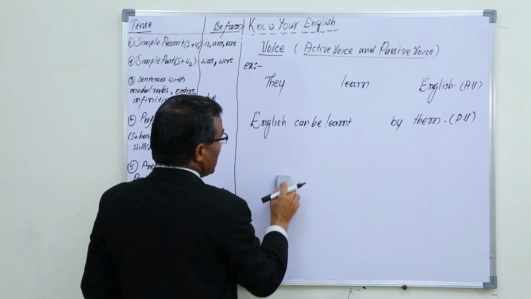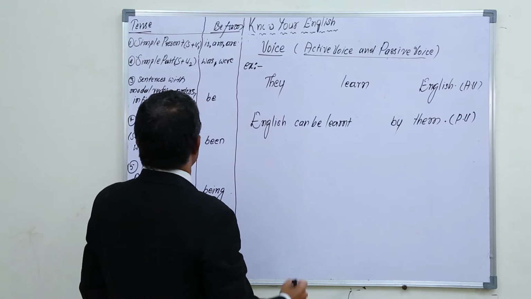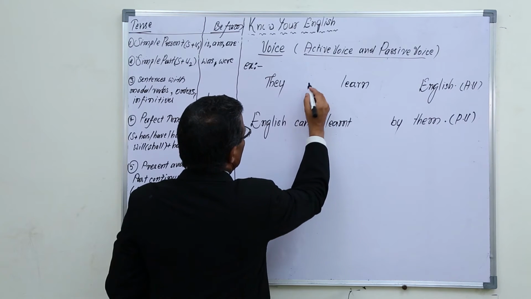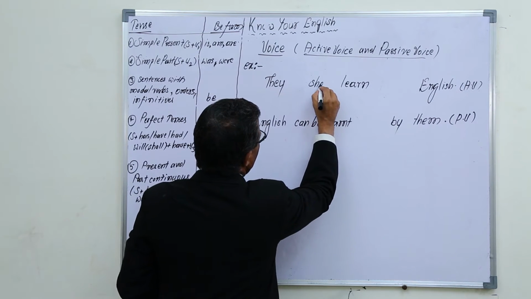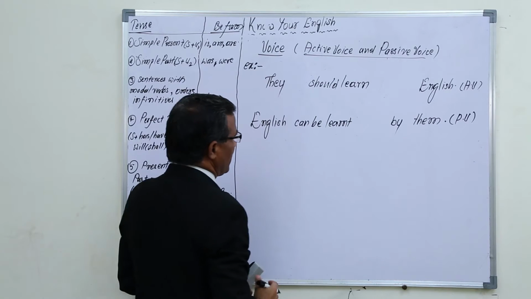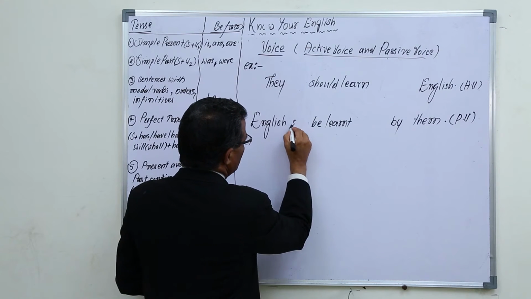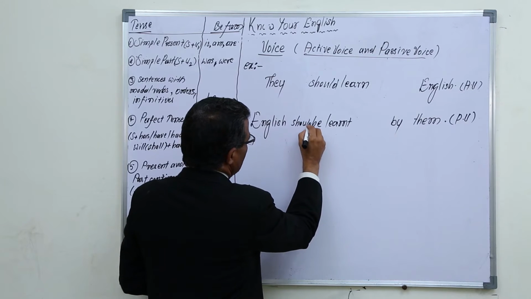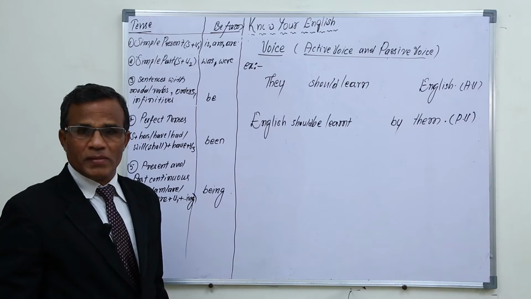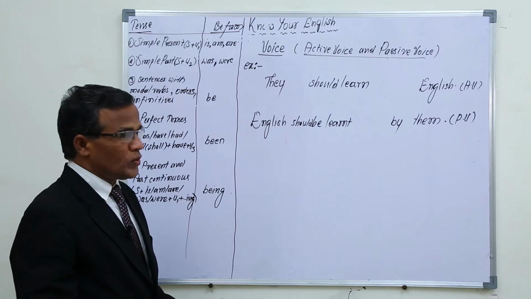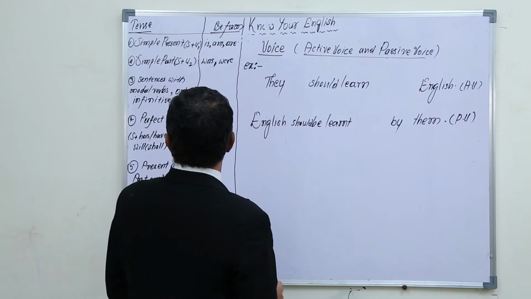In the same way, for example, if it is they should learn English, then again, English, instead of can, what do we use? Should be. English should be learnt by them. This is the way.